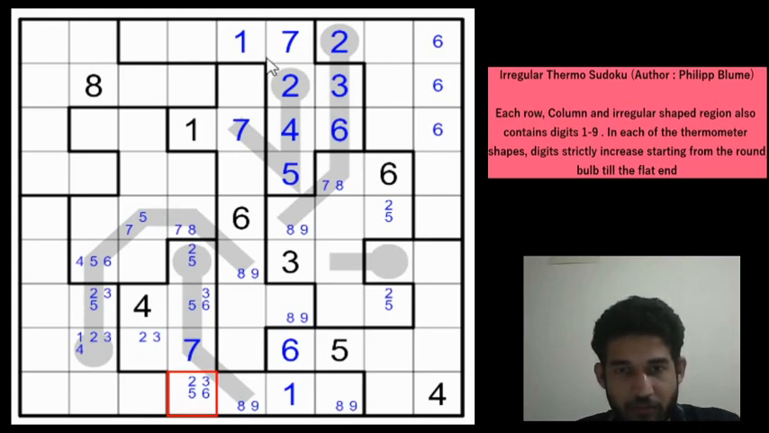Let us look along column 5. We have placed 1, 6, 7, 8 and 9, right? Remaining digits are 2, 3, 4 and 5. You can't have 2, 3 here, so this is going to be 4 or 5.